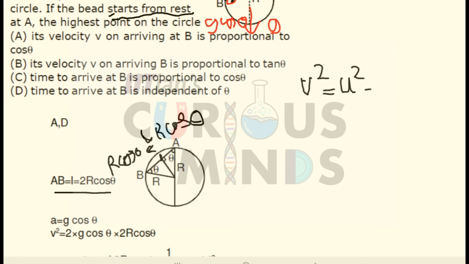Similarly, BC will be equal to R cos theta. So AB will be equal to 2R cos theta. The acceleration we have already seen is equal to g cos theta.